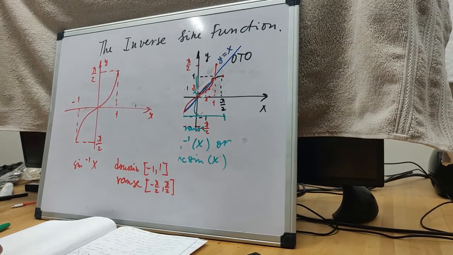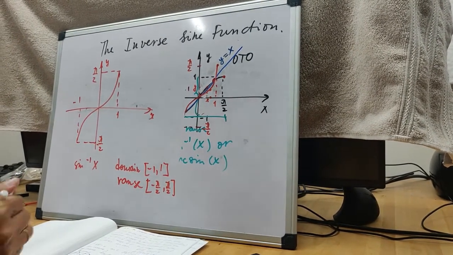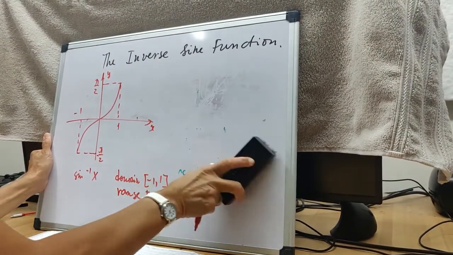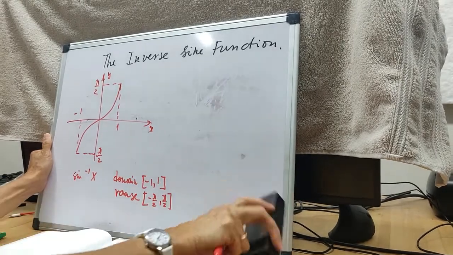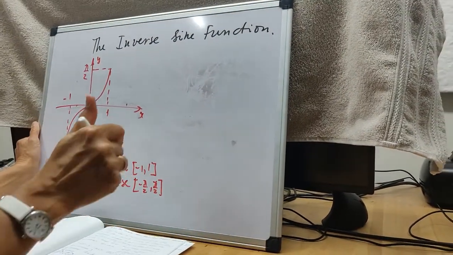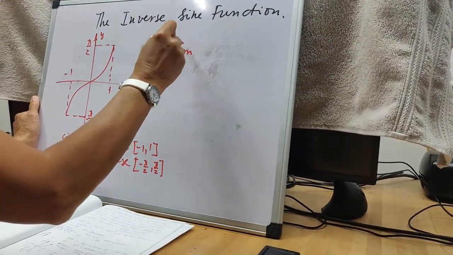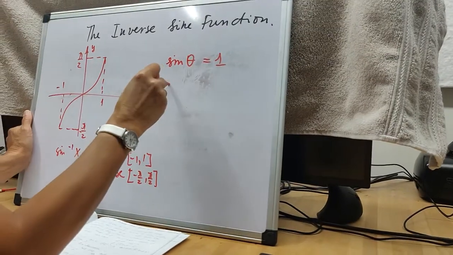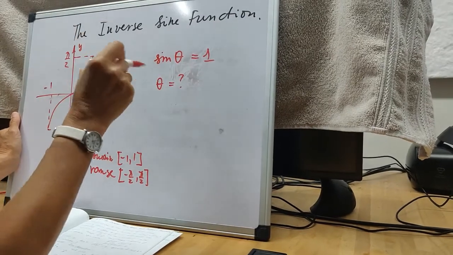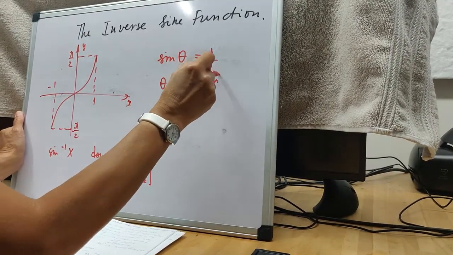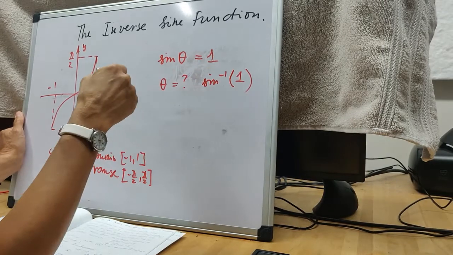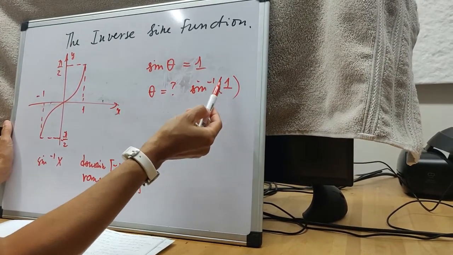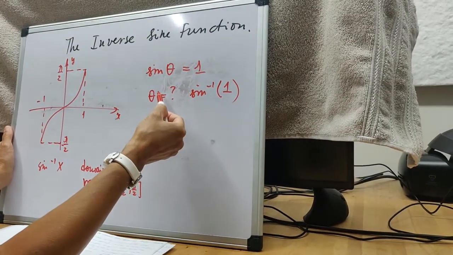Okay, so why do we need inverses? We need inverses to find angles. Let me erase this graph, we don't need it anymore, and talk a little bit about the destination of inverses. Why do we need them? Imagine sine of theta equals 1, and somebody is asking, what is theta? Well, theta is actually sine inverse of 1. Theta is producing 1, so inverse function will take 1 and return you back theta.